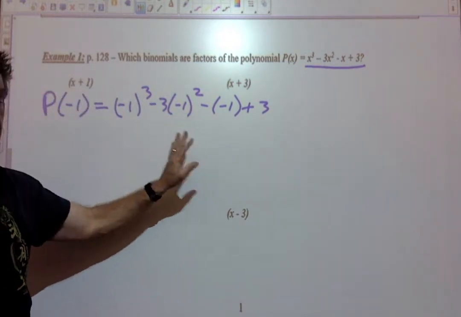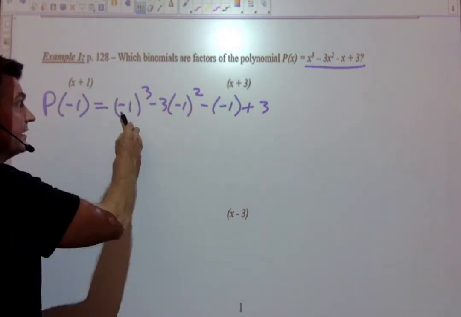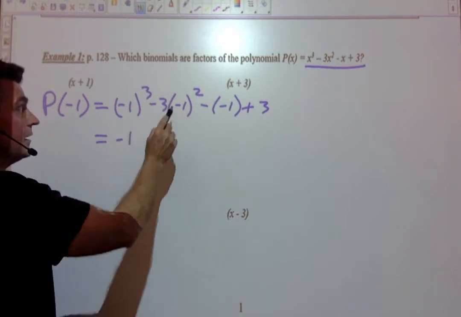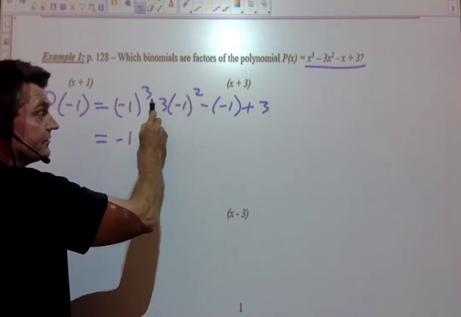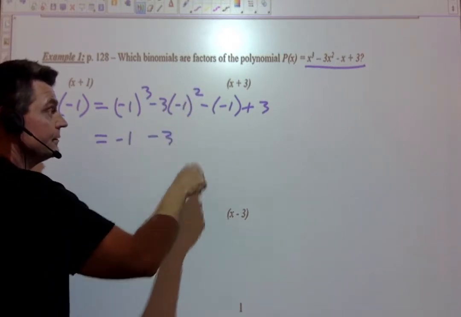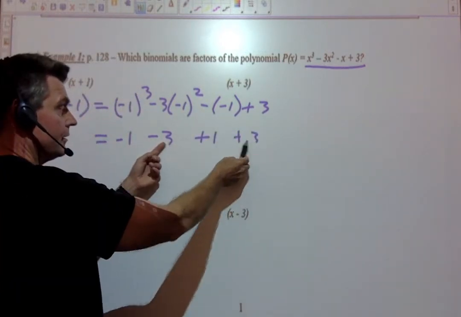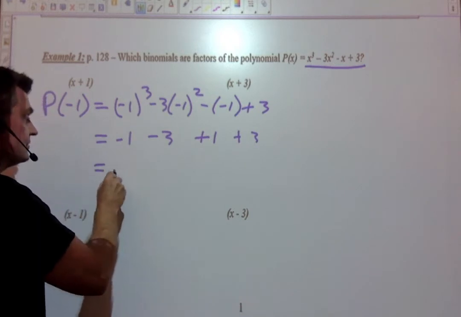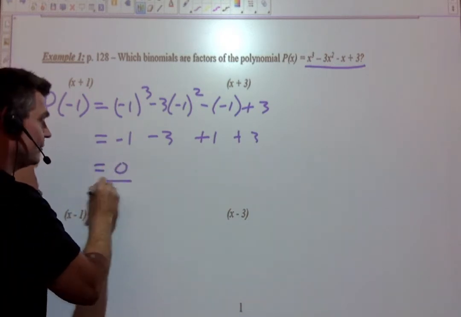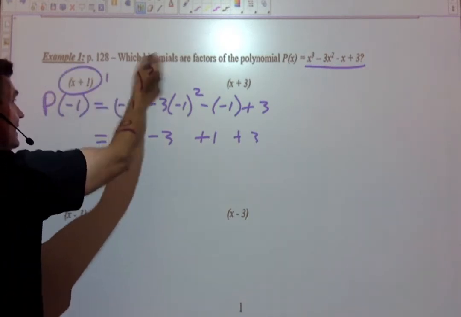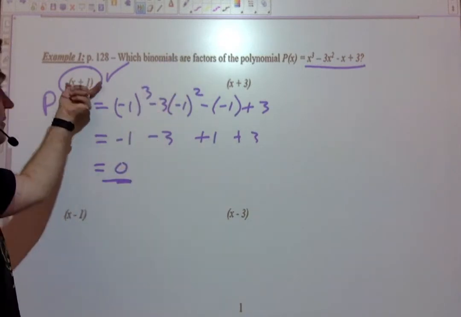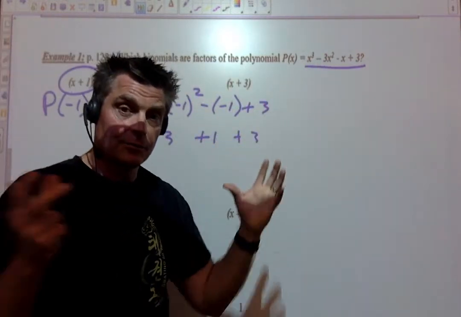Right? So let's be careful using brackets, thinking about these things. Negative 1 cubed is just negative 1. We know that. Negative 1 squared is 1, so this is minus 3 times 1. This is minus 3. Minus minus plus 1 plus 3. 3 minus 3 gone. 1 minus 1 gone. This is equal to 0. That's the remainder, which means this thing is a factor. If I was to divide this factor into here, it would divide in completely with no remainder.